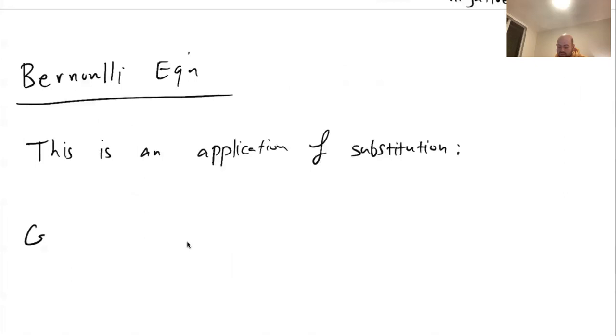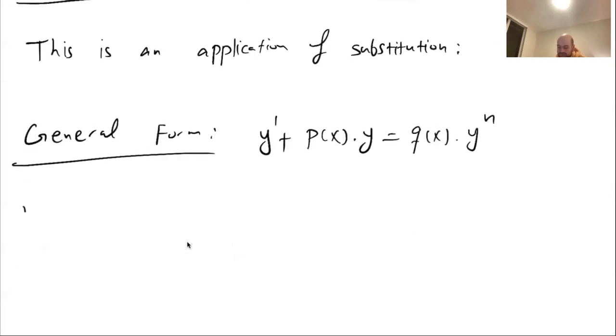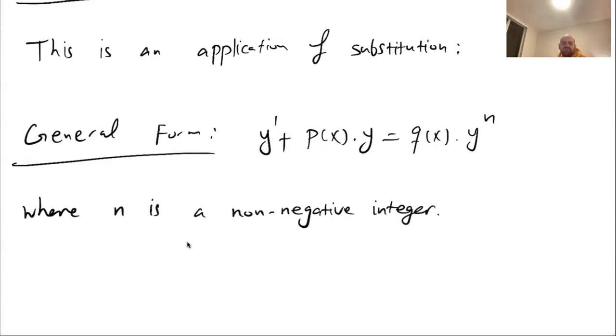So the general form of a Bernoulli equation is an equation of the form y prime plus p of x times y equals q of x times y to power n. And n here is a non-negative integer. Non-negative integer means either 0 or 1 or 2 and so on.